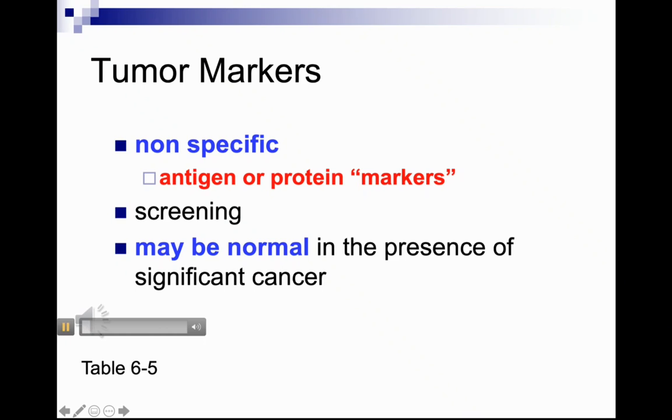Tumor markers are non-specific and may be normal. Tumor markers are antigen or protein markers, but they may be normal in the presence of significant cancer. Tumor markers are sometimes used for screening, and we'll talk about the prostatic specific antigen, or the PSA, when we talk about reproductive disorders. But just remember, tumor markers are non-specific and may be normal in the presence of significant cancer.